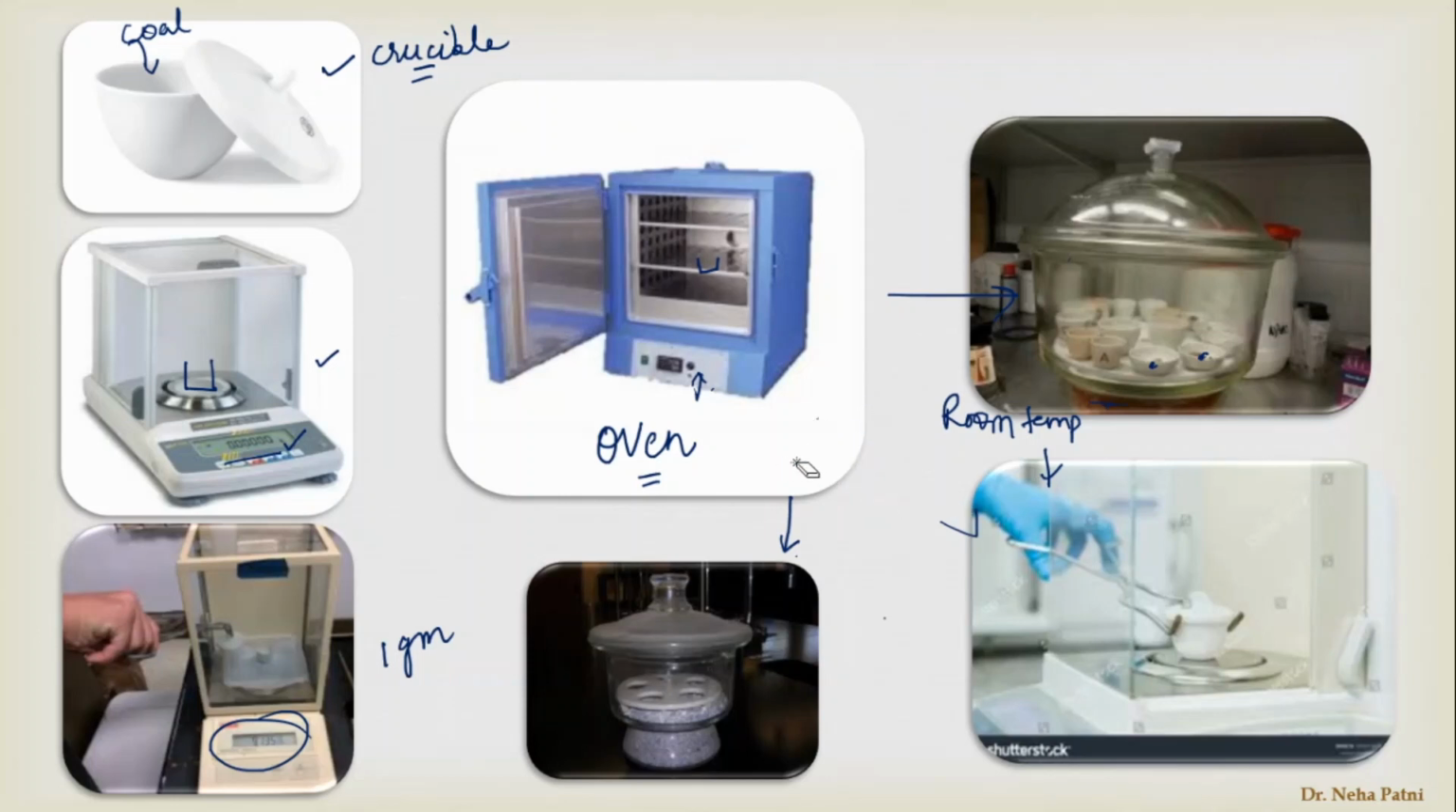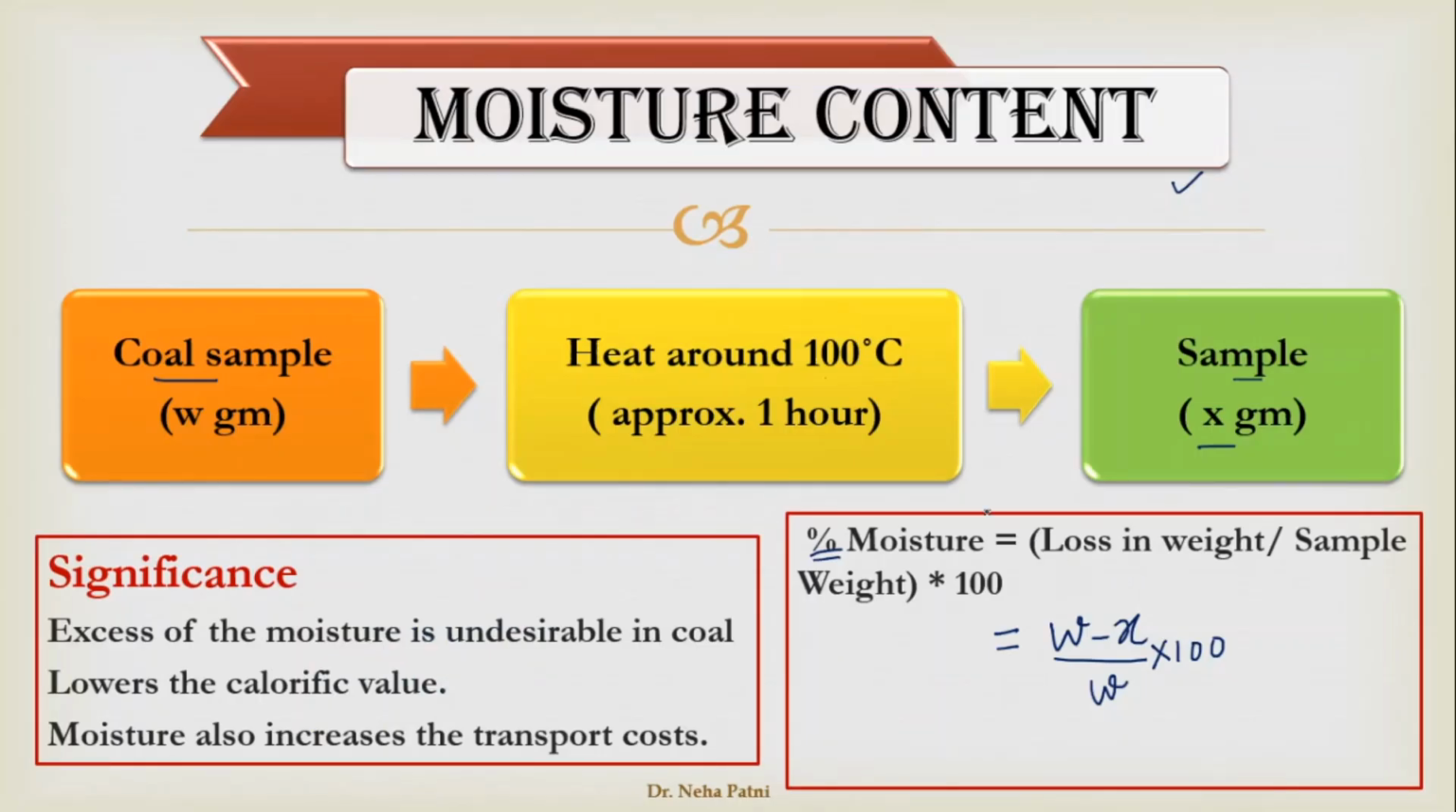So before going directly to this step, first we put it in a desiccator and let it cool to room temperature in a moisture free environment, and now you weigh it. Let us go back. We have taken the coal sample in the crucible, put it in the oven and heated it, and then again you weigh the sample, but before weighing you let it cool in a desiccator in a moisture free environment. You weigh the amount of sample left, and to find the moisture, you simply subtract it: loss in weight, divided by sample weight, into 100.